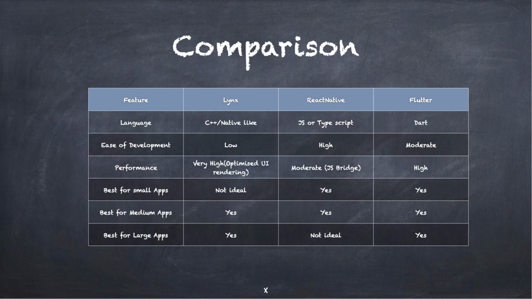So here is a quick comparison between Lynx, React Native and Flutter. As it uses a C++ or native-like language, Lynx is easy for development and performance wise it is very high performance. So here is the comparison.